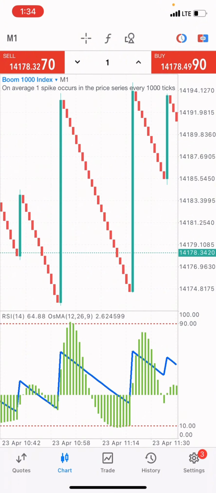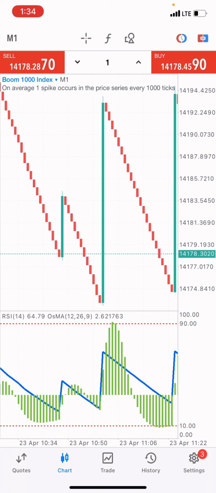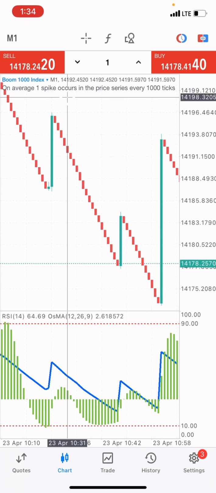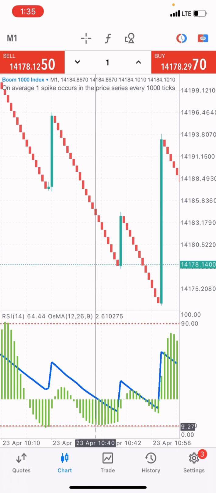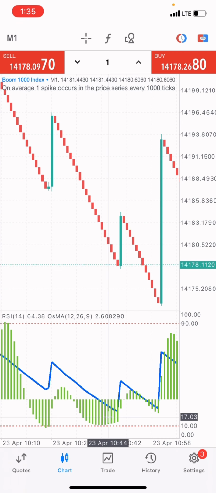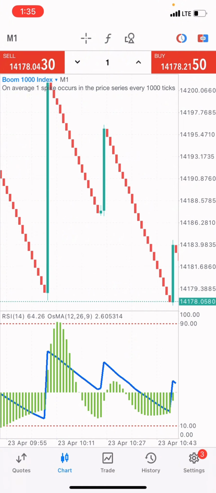So what we're doing here is the opposite of what we did on the Crash market. We're not placing a sell on the uptrend of the moving average. We're placing a sell on the downtrend of the moving average of oscillator. So if you are a Boom trader, you are not trading the Crash market. If you are a Boom trader, this is what you should do.